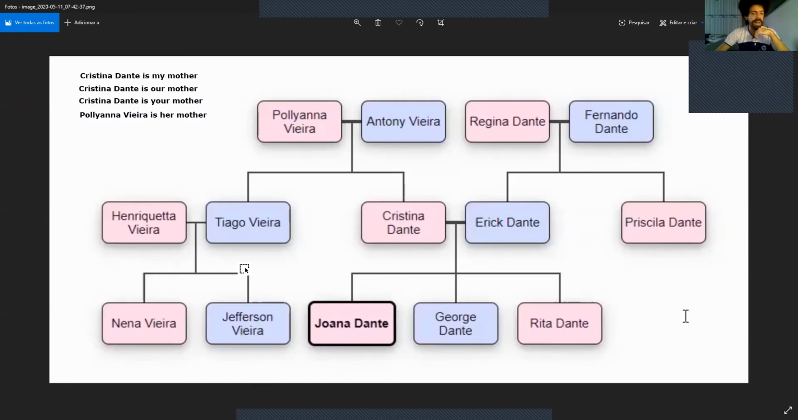So if we're talking about our cousins, lembra dos nossos cousins, dos nossos primos, Nena Vieira e Jefferson Vieira? So if we're gonna talk about Enriqueta Vieira here as their mother, we're talking about their. So we're gonna say something like this. Enriqueta is their mother, they. People who have no direct connection with us in the speaking. So their, Nena and Jefferson, their mother is Enriqueta Vieira.